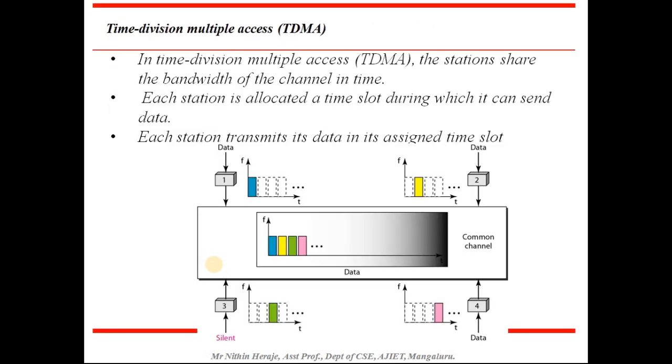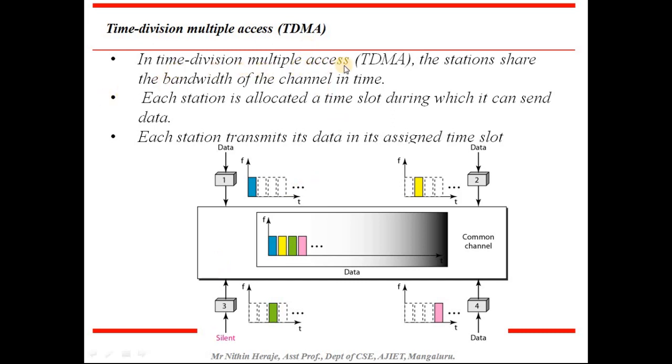Next is time division multiple access, that is TDMA. This is almost similar to FDMA, where in FDMA the frequency was divided and you had no relation with the time, whereas in TDMA the time slots are divided and it does not have anything to do with the frequency. So let's see what it is.